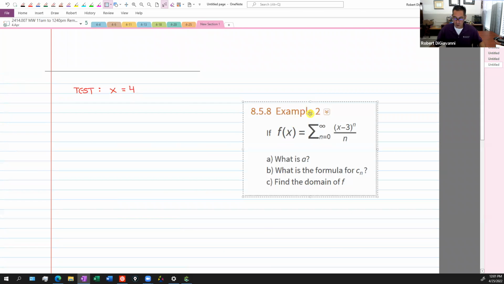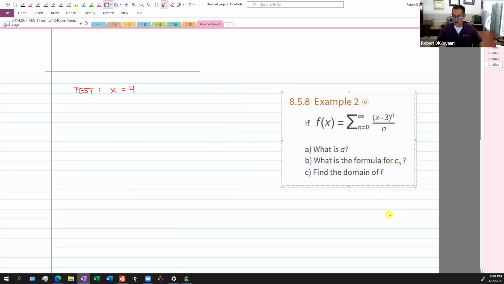I would like to know what happens to this series if I let x be 4. So the series will look like this: sum n equals 0 to infinity, right?